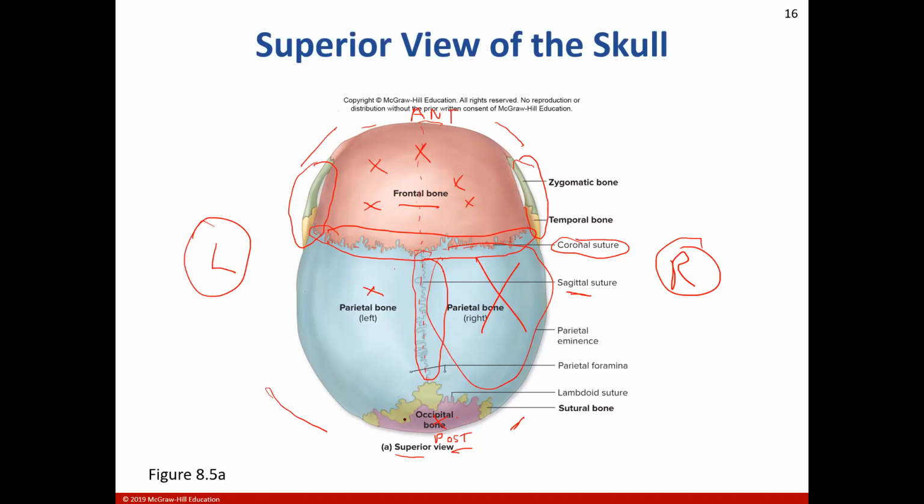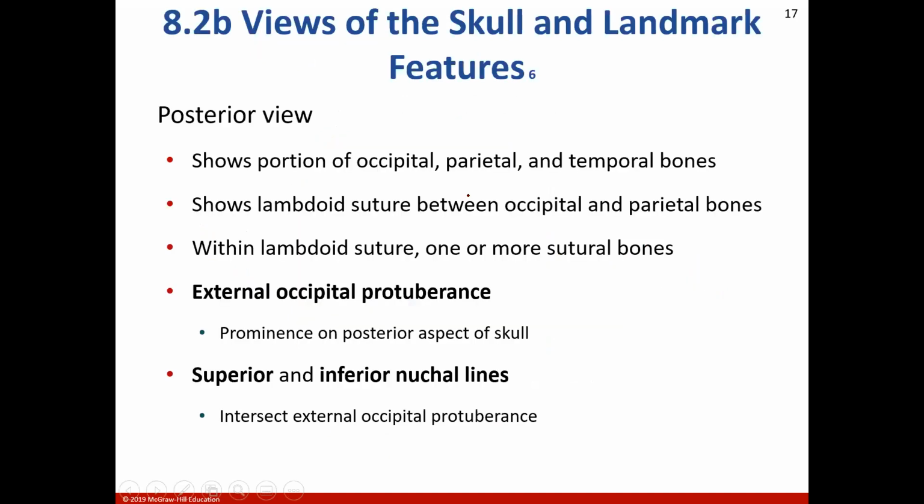Okay? Now, occipital bone is posterior. It takes up the whole back of the skull. So there's a suture that separates the parietal bones from the occipital bone, and that's called lambdoid. Lambdoid is kind of a weird word. So know the sutures, and we'll look at them from different views. Really important. So right away, know your point of view.